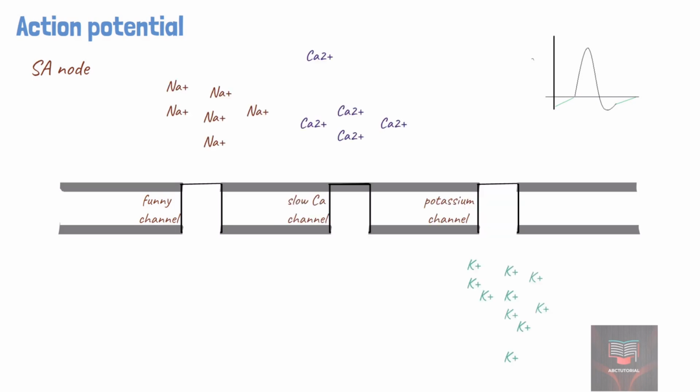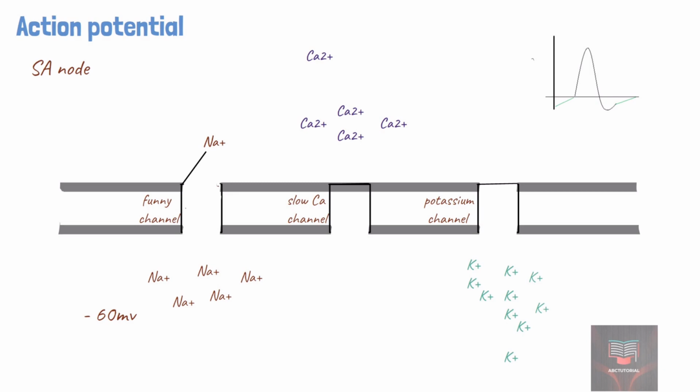The pacemaker cell membrane has three types of ion channels: the funny channels, the slow calcium channels, and the potassium channels. In the pacemaker cells, the resting membrane potential is about -60 mV, and there is a presence of funny channels in the pacemaker cell, which are open at the resting membrane potential. These funny channels allow sodium to slowly drift inside of the cell, leading to depolarization known as the pacemaker potential.